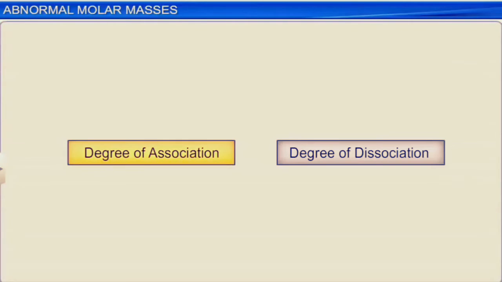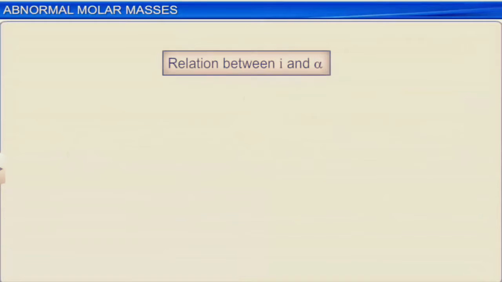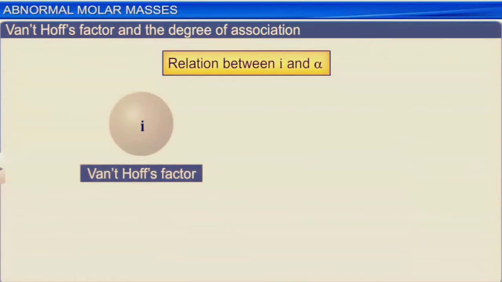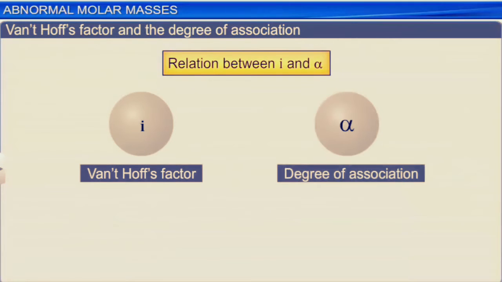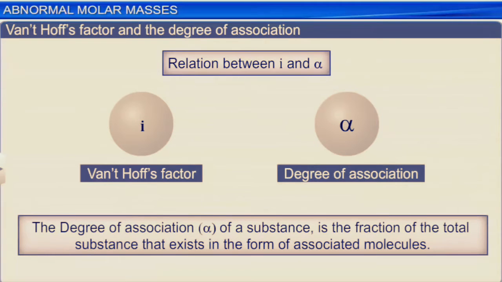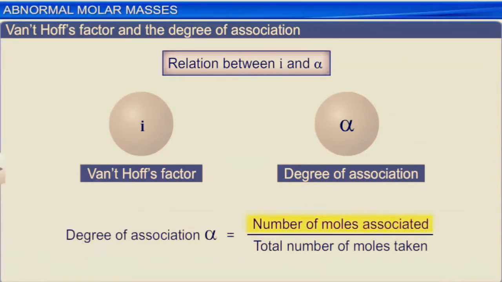The degree of association as well as the degree of dissociation are represented by the letter alpha. Let us now derive a relation between van 't Hoff's factor i and the degree of association alpha. The degree of association of a substance, alpha, is defined as the fraction of the total substance that exists in the form of associated molecules. That is, the number of moles associated divided by the total number of moles taken.